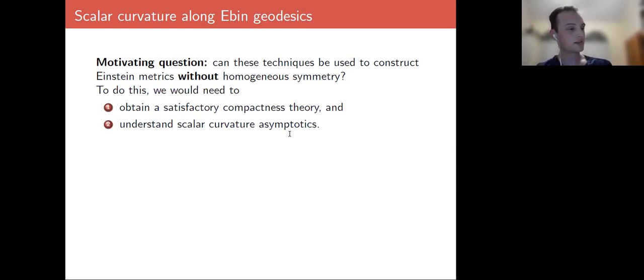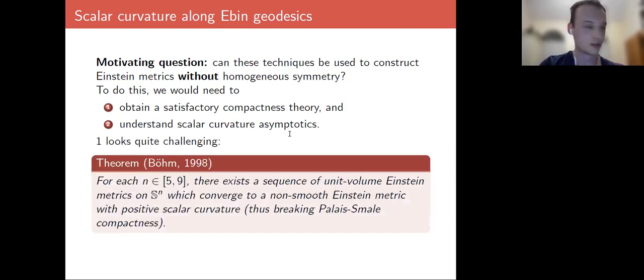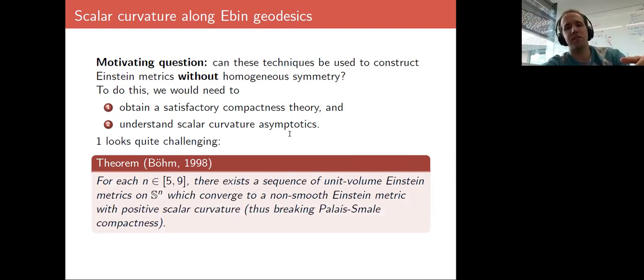So two key things. In order to use this theory to eventually construct new Einstein metrics, there are essentially two ingredients that you'd need. You'd need a good compactness theory. Palais-Smale compactness would be good if you could possibly get it. And the second thing would be to actually understand scalar curvature asymptotics. That seems quite important.